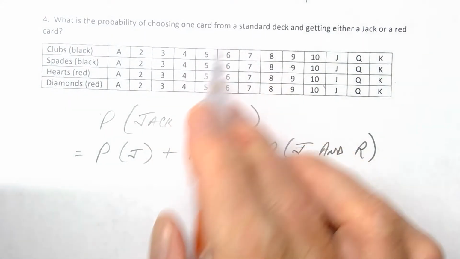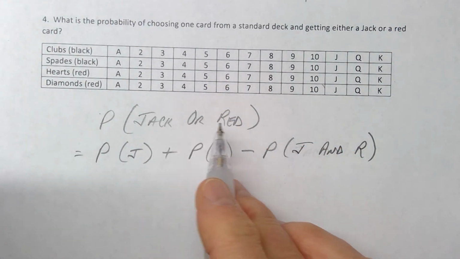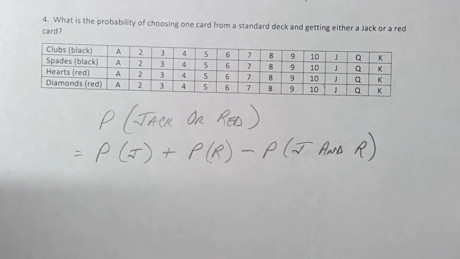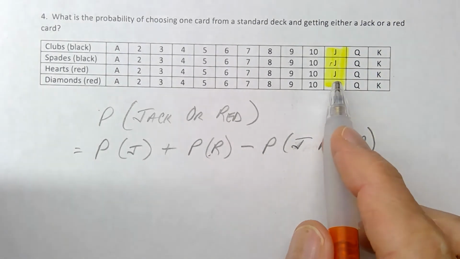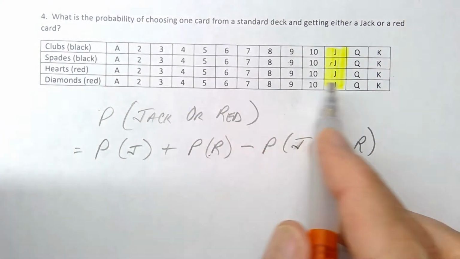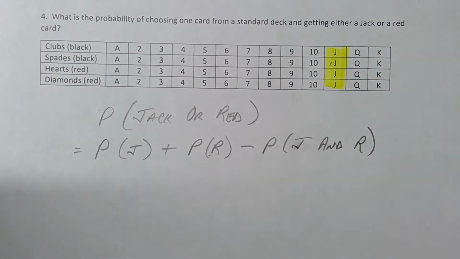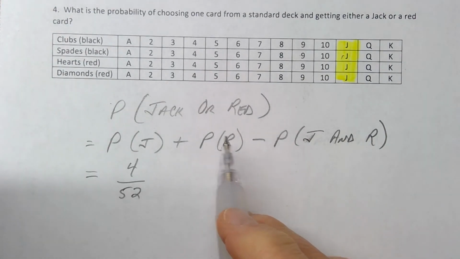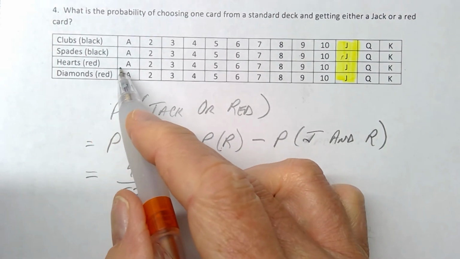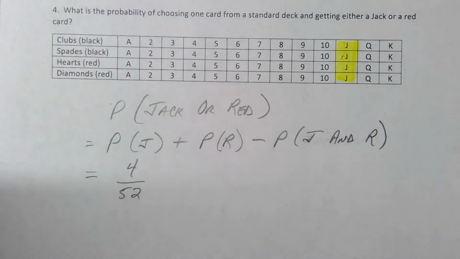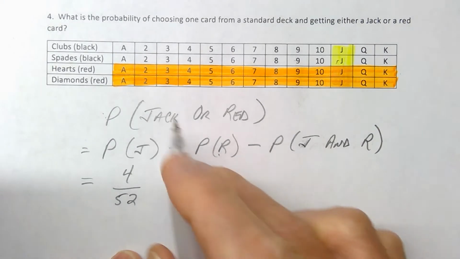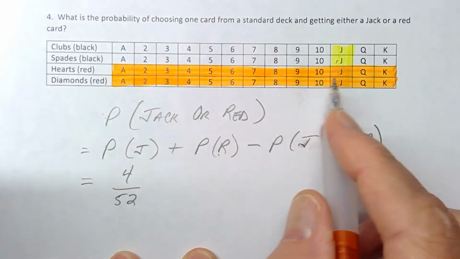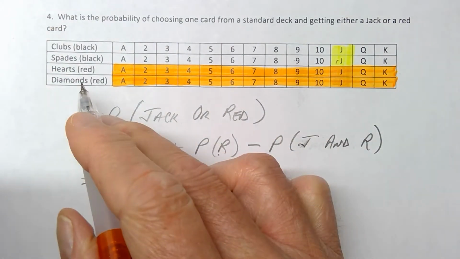All right, so the question says, what's the probability of getting a jack or a red? That's the probability of jack. Let's color that in. All right, there's 4 jacks out of 52 cards. So there's 4 winners out of 52. And now what's the odds of winning with a red card? Well, the hearts and diamonds are both red, so let's color in those bottom 2 rows. And it looks like I have 13 hearts and 13 diamonds, so I have 26 chances to win by drawing a red card.